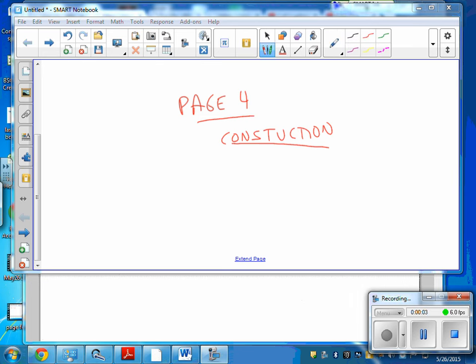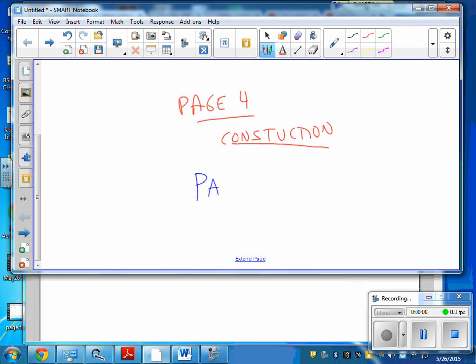And now we're talking about page 5. And isn't it funny when you go back and look and see what you wrote? STR, you see construction. Okay, so make sure you know how to do the construction.